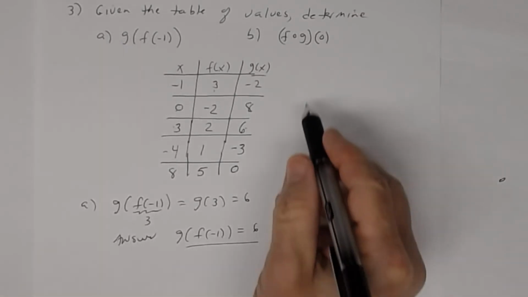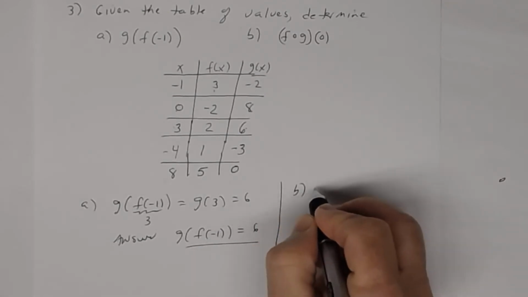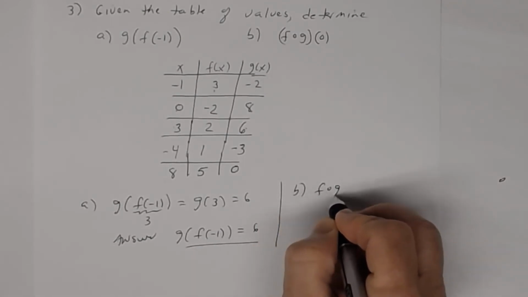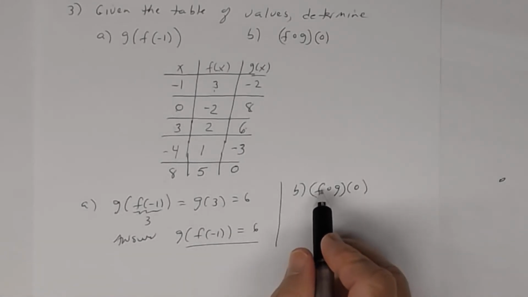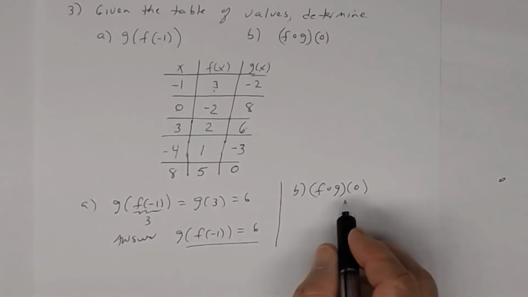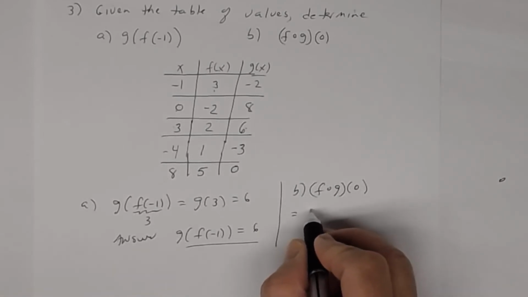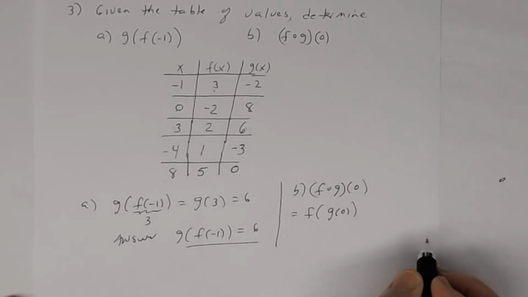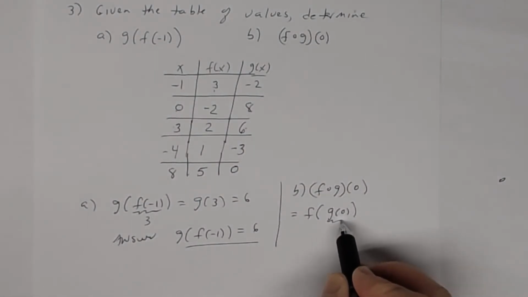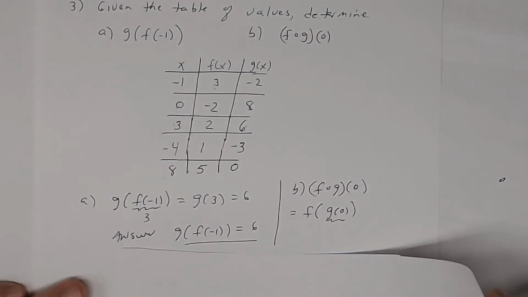That's all you do. For B, same idea for B. It's not any different, except you have to use the definition because of the way the notation is here. So this means, remember, open circle means composition. So f composed with g at 0 means f of g of 0. Okay? And so just like you did in the previous problem, you're going to look at g of 0 first. So remember what g of 0 means.